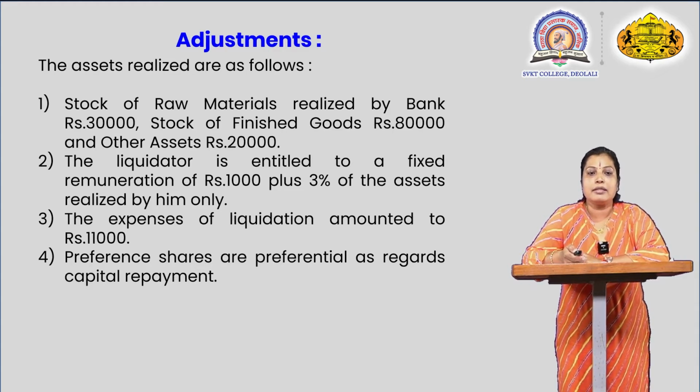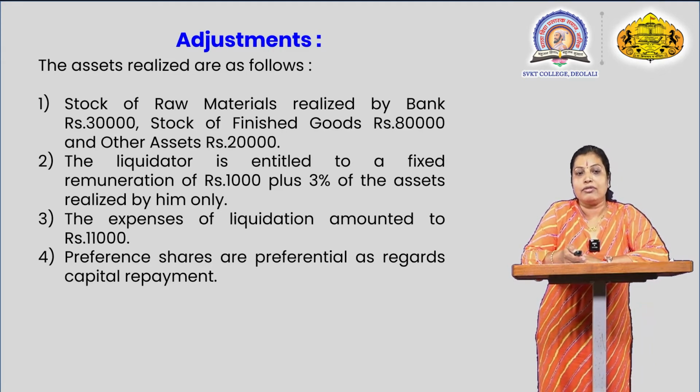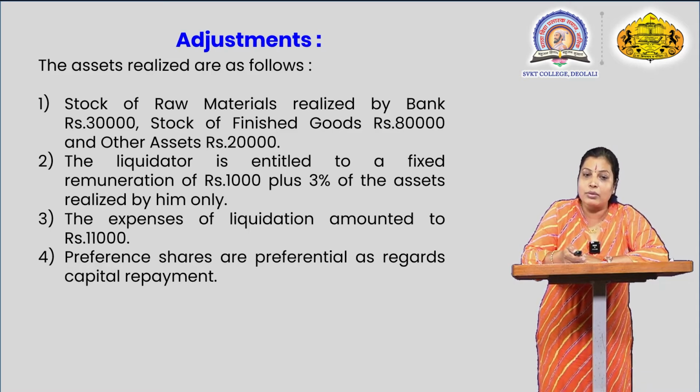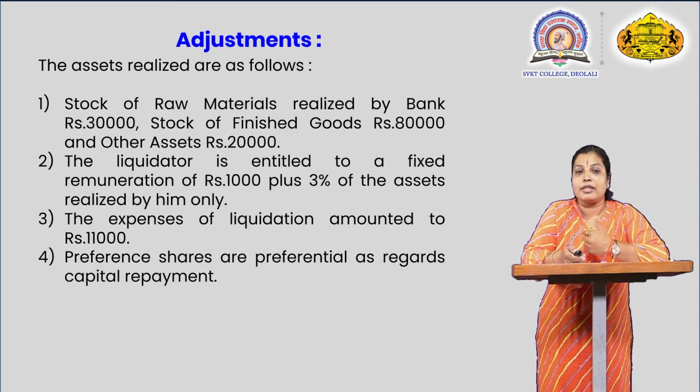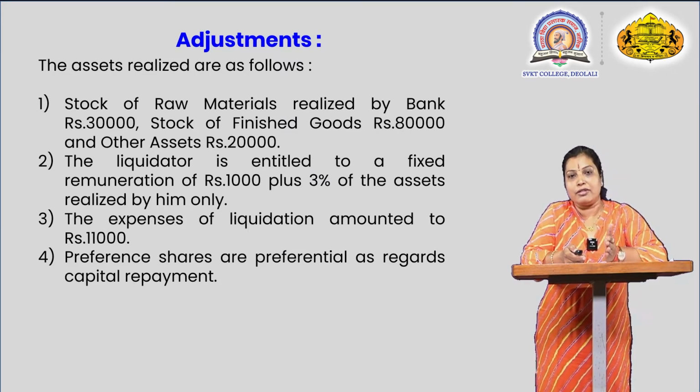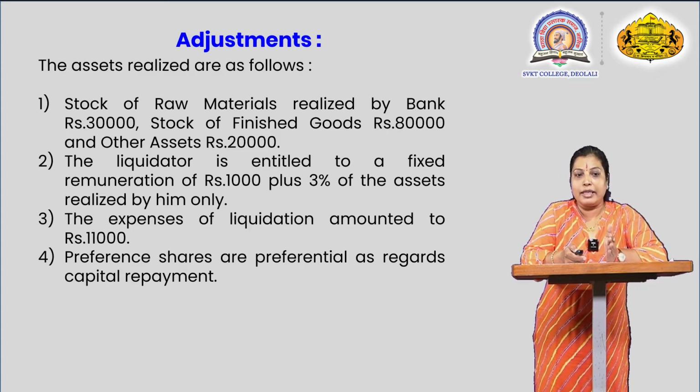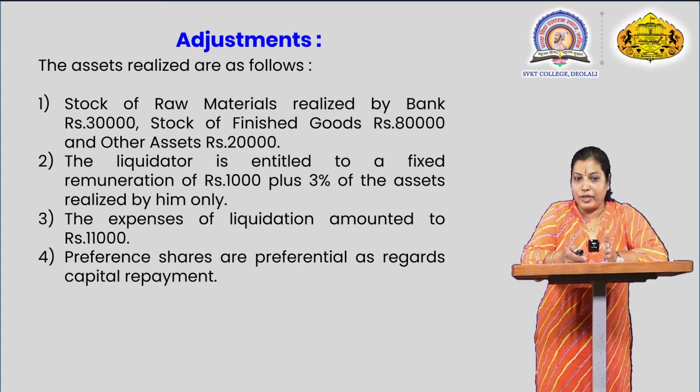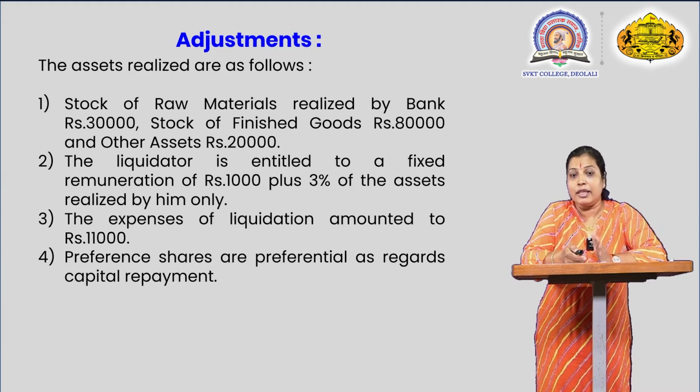Second adjustment: the liquidator is entitled to a fixed remuneration of rupees 1,000 plus 3% of assets realized by him only. This is also an important point because the remuneration of the liquidator is fixed by the code. First, the fixed remuneration is 1,000 plus 3% of the assets realized by him only.